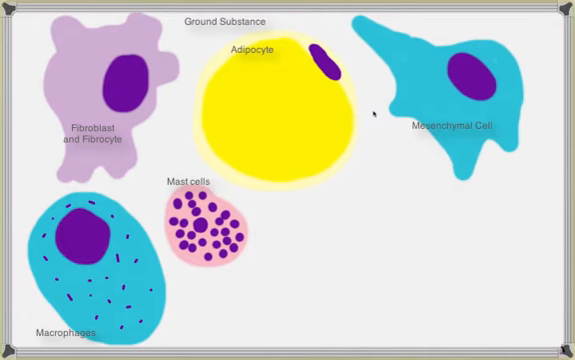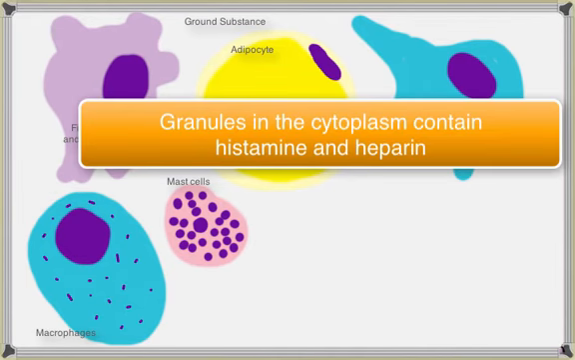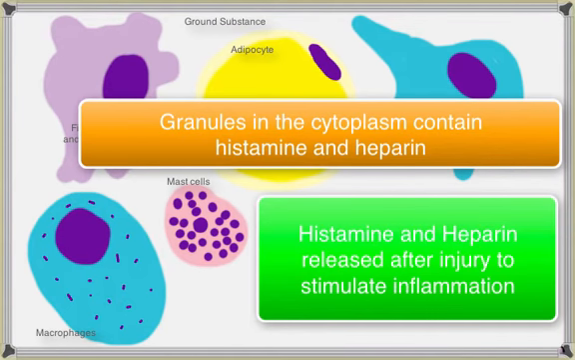Inside the cytoplasm, the mast cell contains granules. These granules contain chemicals called histamine and heparin. Histamine and heparin are released after injury or infection and stimulate local inflammation. You've heard of antihistamines, which are medicines to combat the effect of histamine and are used to reduce the inflammatory effect of the common cold.